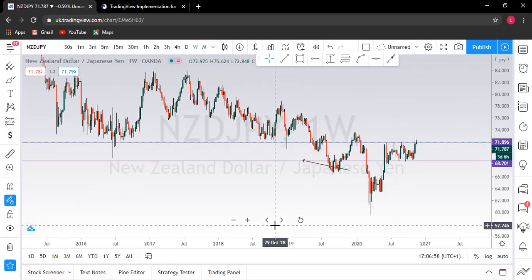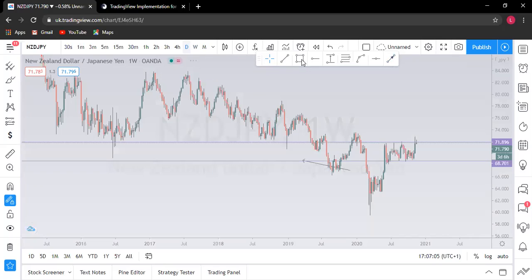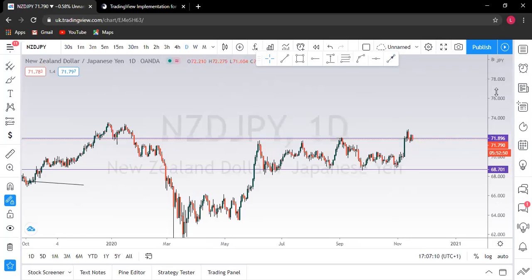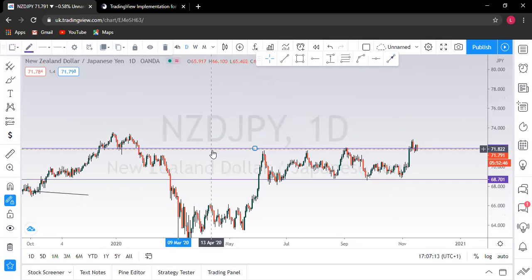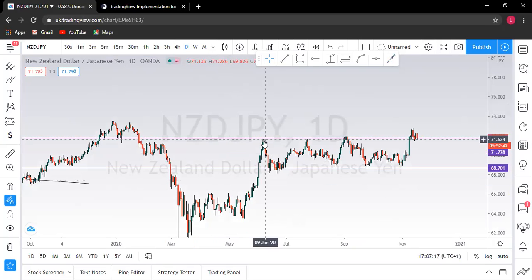So you go on daily time frame because that is the next time frame, which is actually closer to the weekly time frame. So now when you go to a daily time frame, what can you see? You can see a series of ranging markets: selling at resistance, buying at support, selling at resistance, buying at support, selling at resistance, buying at support, buying at support.